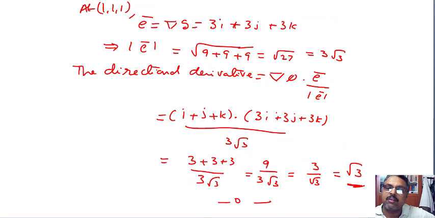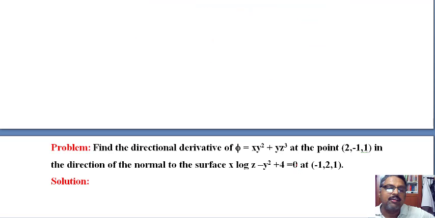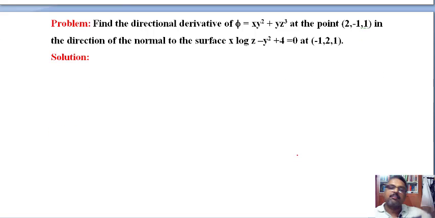Now 1 into 3 plus 1 into 3 plus 1 into 3. 3 threes are 9, by 3 root 3. So root 3 and 3 cancel. 3 by root 3 is nothing but root 3. In a similar way, we will solve another question.